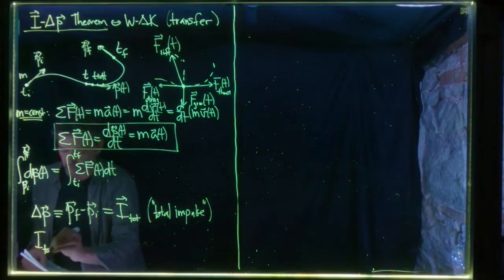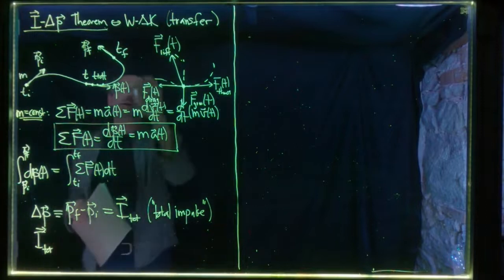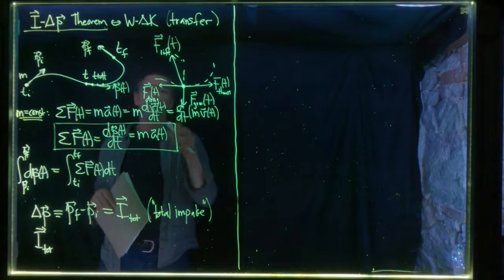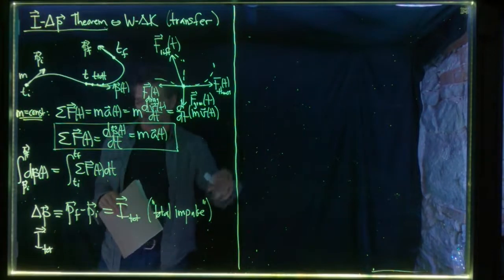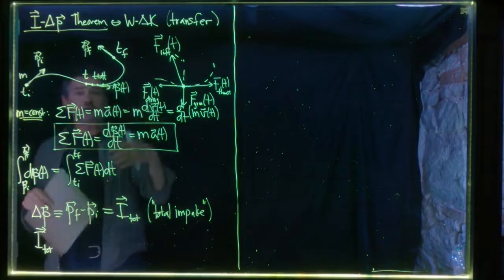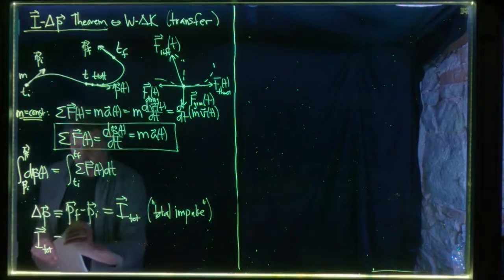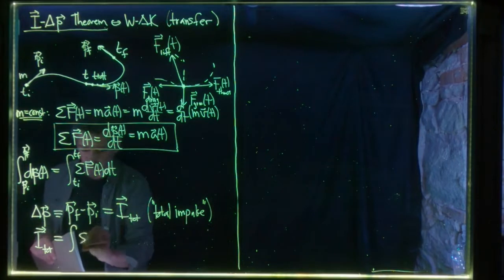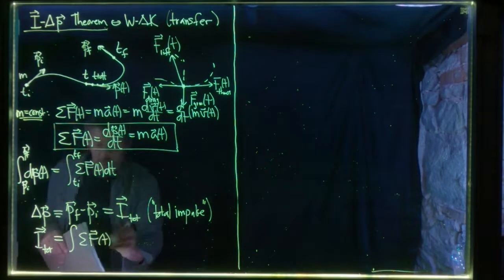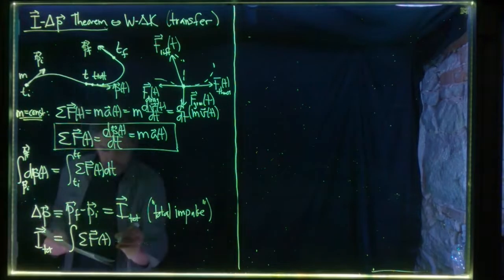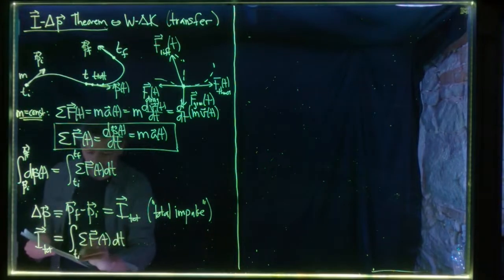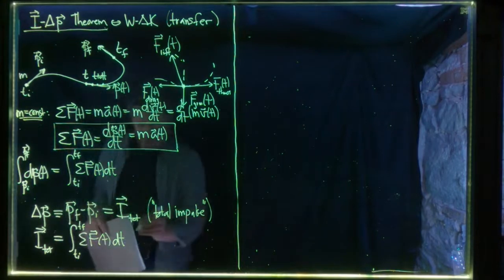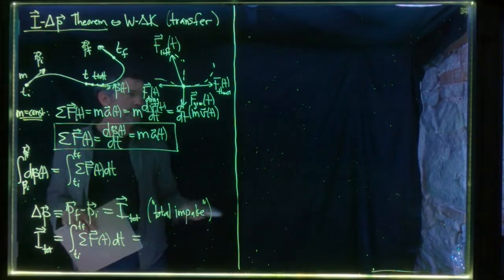So what is I total? Just like work total, you take the net force acting over a displacement and you add that up. Here you take the net force acting over time, and that will give the total impulse, the amount of momentum transferred. So that's equal to the integral of the sum of the forces, the net force, over time t, from t initial to t final. Okay? And I'll give you an example to illustrate this in a second.